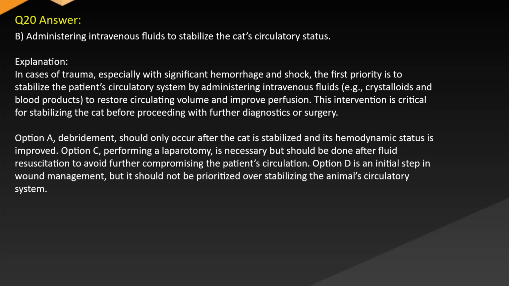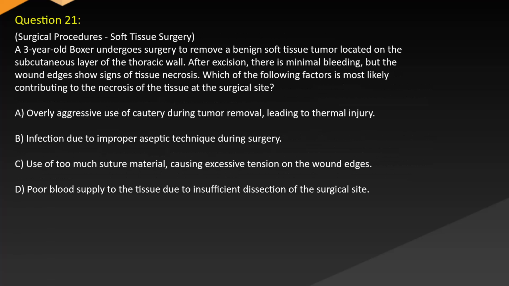Option A. Debridement should only occur after the cat is stabilized and its hemodynamic status is improved. Option C. Performing laparotomy is necessary but should be done after fluid resuscitation to avoid further compromise in the patient's circulation. Option D is an initial step in wound management, but it should not be prioritized over stabilizing the animal's circulatory system. Question 21. Surgical procedures.